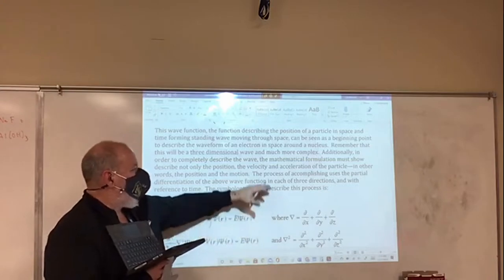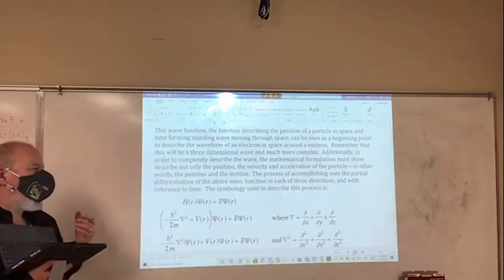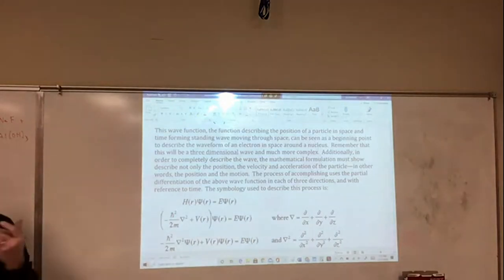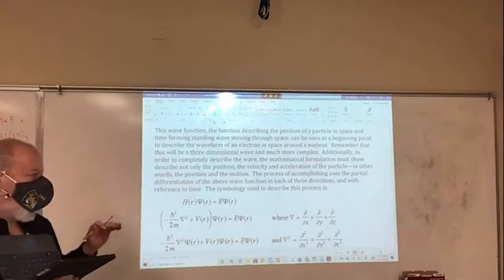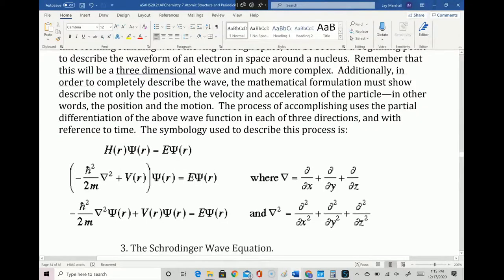Don't freak out. The process of accomplishing this uses something called partial differentiation, which is something that you would learn about after calculus BC. This would be something you would learn about if you took advanced topics in math. We would go through this, okay? But this involves partial differentiation. And that's a technique that we use for derivatives in multiple dimensions rather than just one dimension.